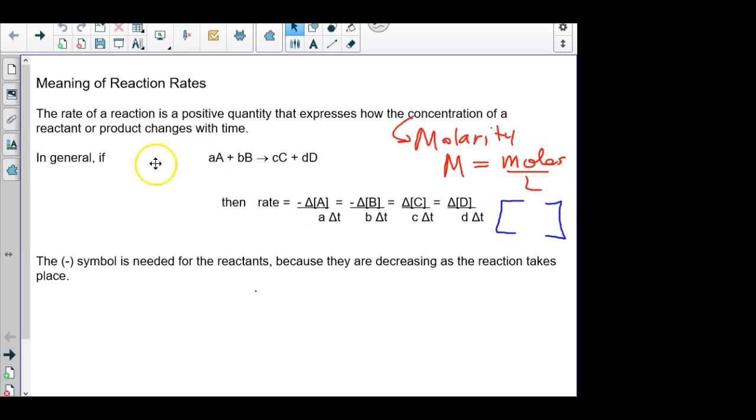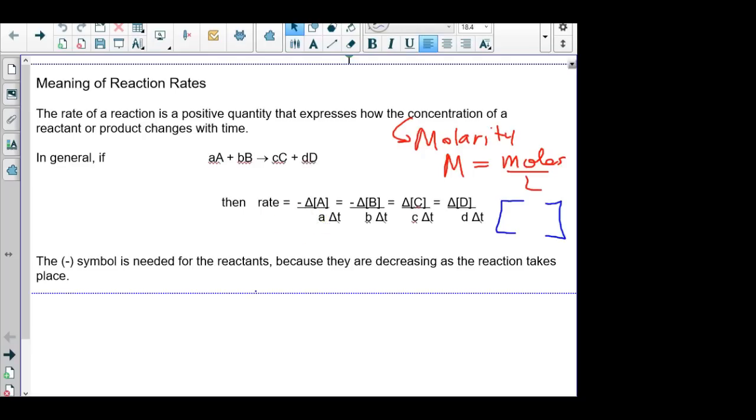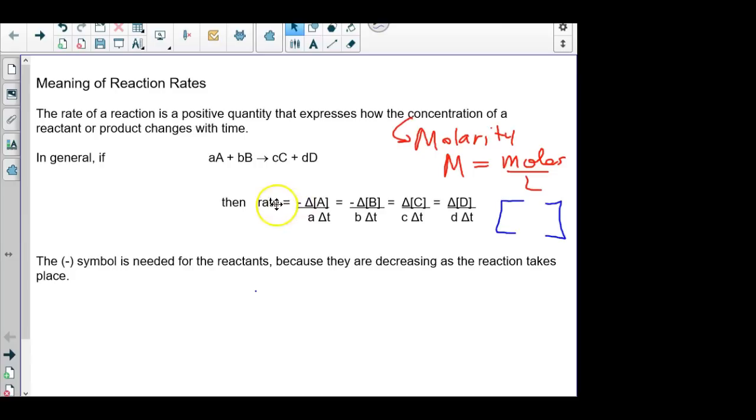So here you have a reaction where you can write the rate. The rate is equal to the change in concentration of A over the moles of A times the change in time, equal to the change in concentration of B over the moles of B times the change in time, equal to the change in concentration of product C over the moles of product C times the change in time, and the change in concentration of D divided by the moles of D times the change in time.